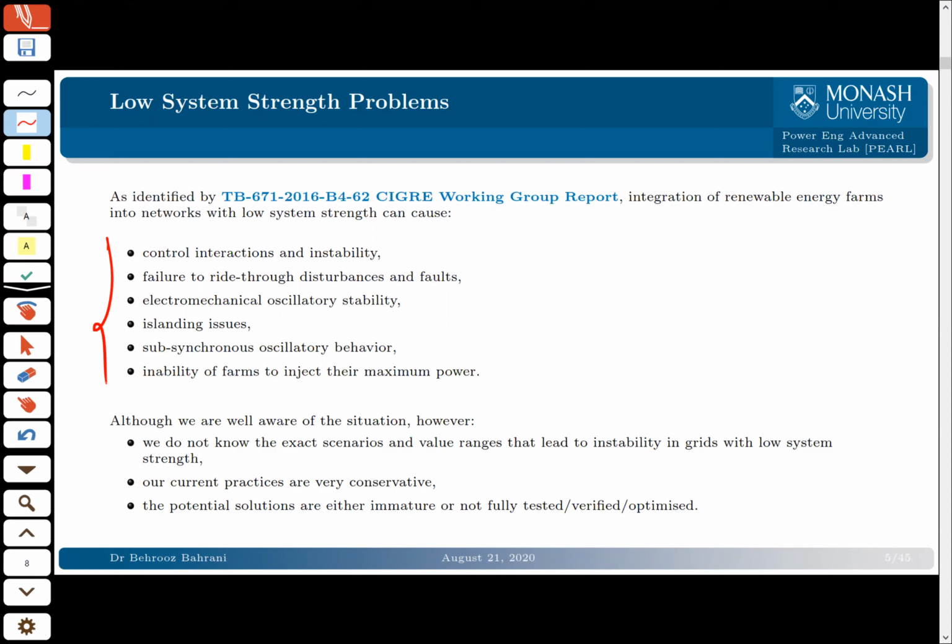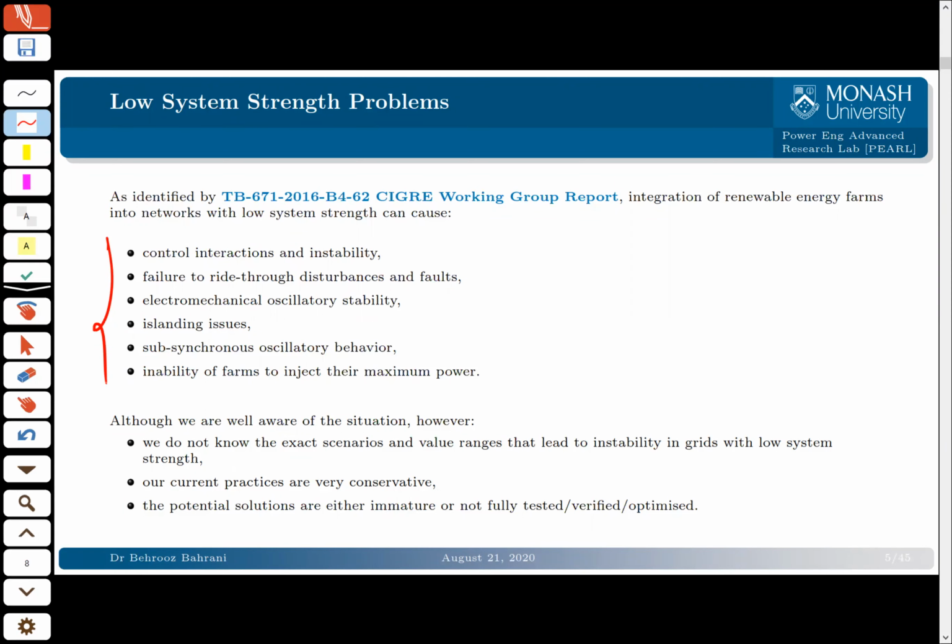A couple of months ago, AEMO actually had to curtail a few of the solar farms, probably you've heard of, because they were operating in a very weak region and they were creating some oscillatory behavior in the system. So their maximum power had to be cut to half, which is a big loss for these farms. Well, we know all of these problems, but we don't yet know exactly when these issues will happen, under what scenarios, and we are struggling to accurately predict when and under which value ranges we will have these issues.